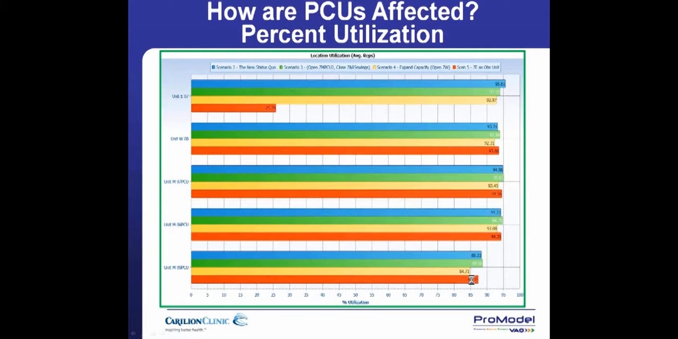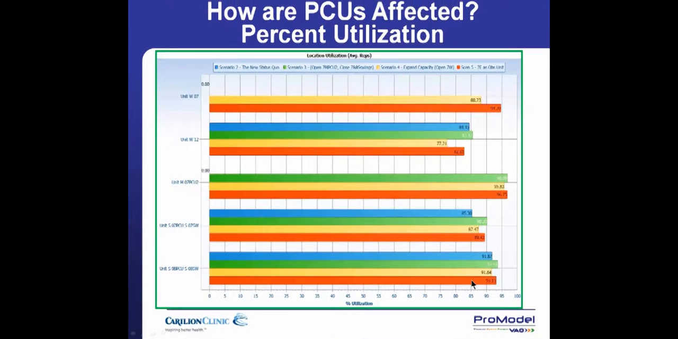And you can pretty much see the same trend when we look at the 5 other PCUs that are shown in the graph. You can see how this final scenario ups the percent utilization, where there was a trend downward before. So just some of the things that this simulation allows one to look at.